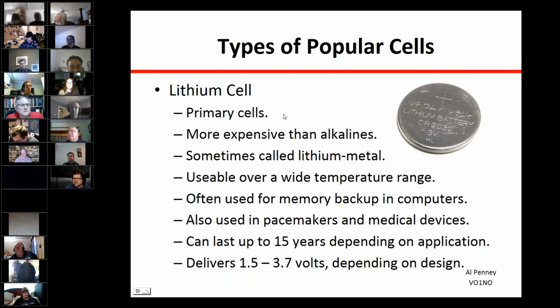No, oh no, you're thinking of another type of lithium, Nita. We'll cover those in just a second. The lithium cell like this is a primary cell. Okay, you can't recharge these.